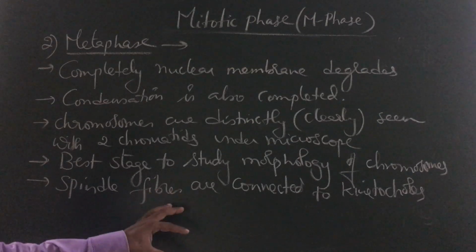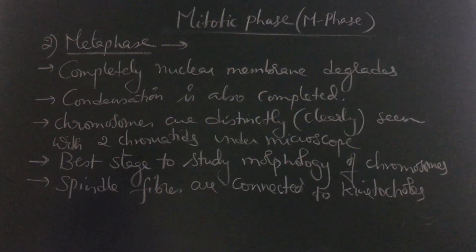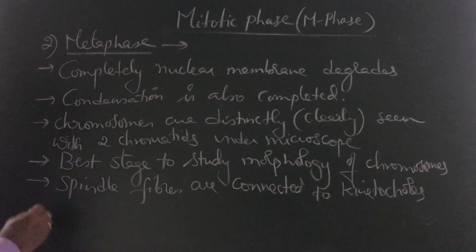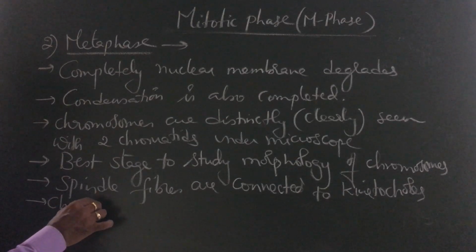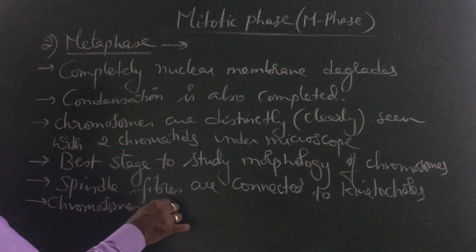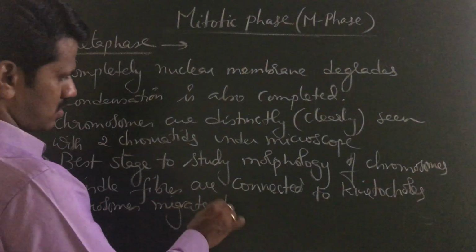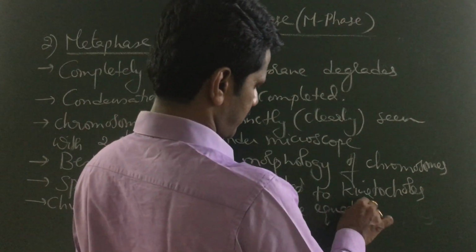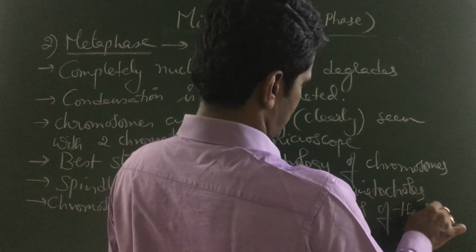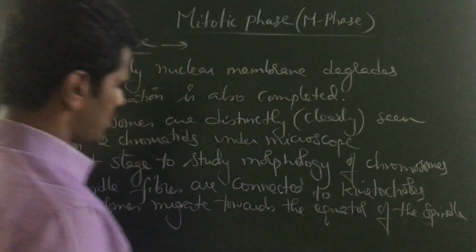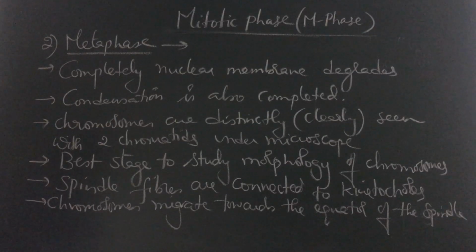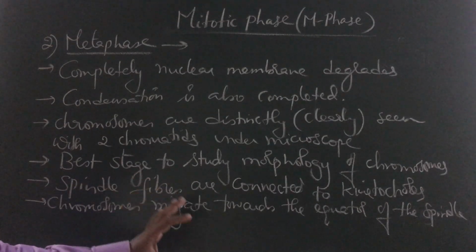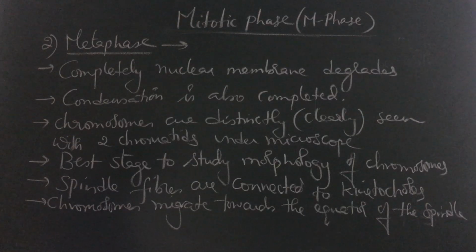So the chromosomes migrate towards the equator of the spindle. The chromosomes migrate towards the equator of the spindle. So all the chromosomes will migrate to the center.